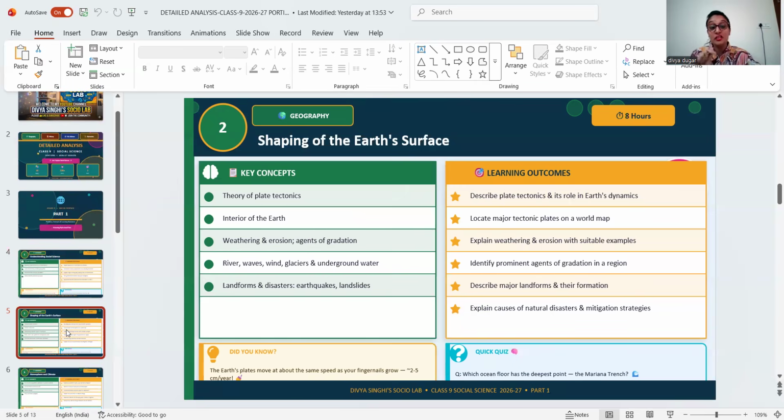But children, another topic that has been added here is disasters. Okay, which are the natural disasters we have. In this topic they are covering 2 natural disasters, which are earthquake and landslide. Okay, so this is about shaping of the earth surface.